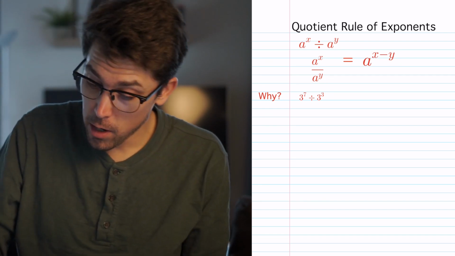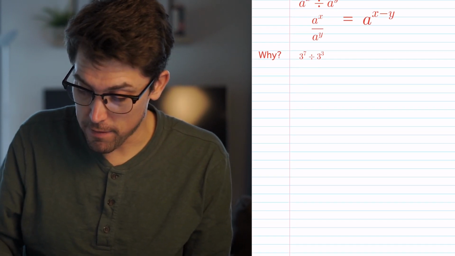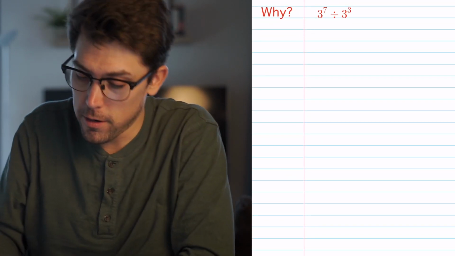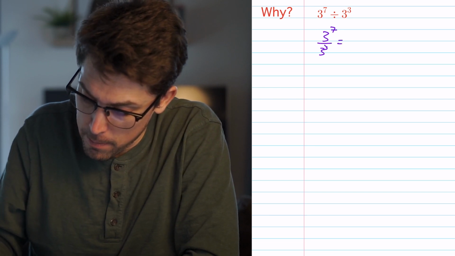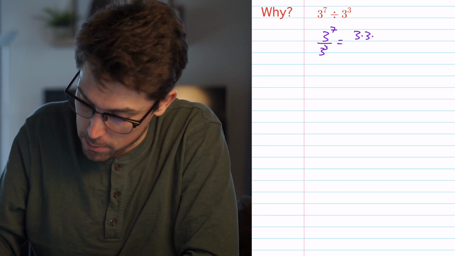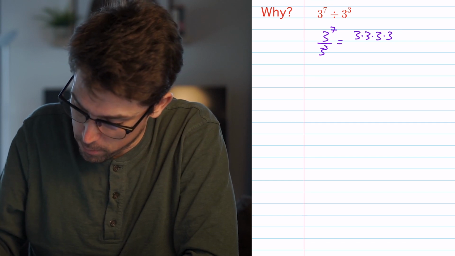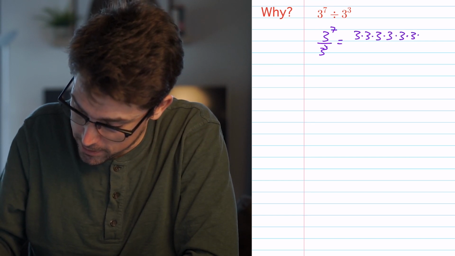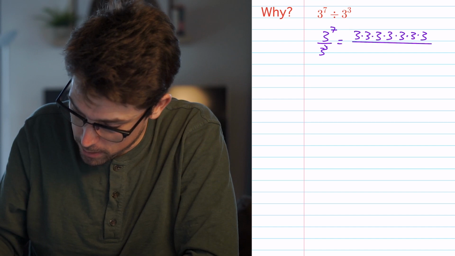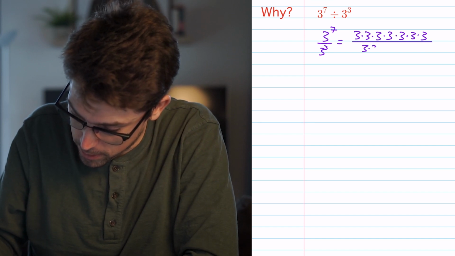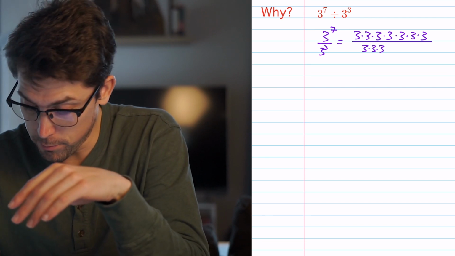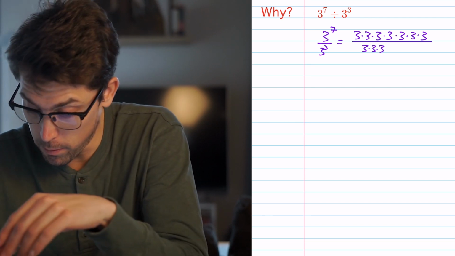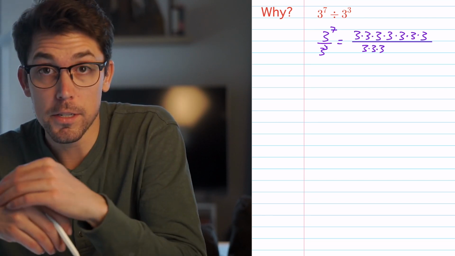And why is that? Well, if we look at a problem like 3 to the 7th divided by 3 to the third, you can rewrite this as 3 to the 7th all over 3 to the third. And let me actually expand this. So 3 times 3 times 3 times 3, that's 4, 5, 6, and 7. And let me rewrite the bottom one. So it's 3 times 3 times 3. So I just expanded 3 to the 7th, so I have 3 multiplied by itself 7 times. And I wrote out 3 cubed, 3 times itself 3 times.